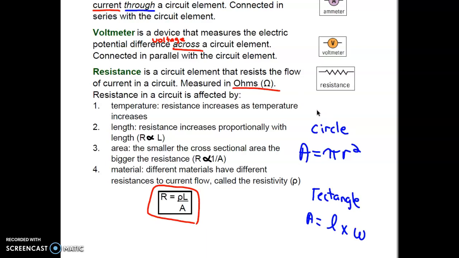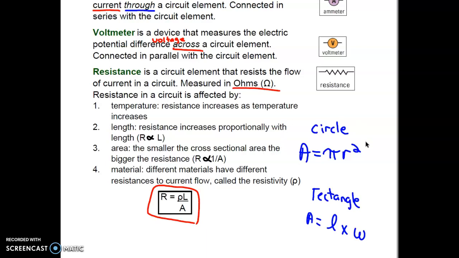So it's affected by temperature, so resistance increases as temperature increases. Length, resistance increases proportionally with length. So as resistance increases, length increases. We have area. So the smaller the cross-sectional area, the bigger the resistance. So the resistance is inversely proportional to area.